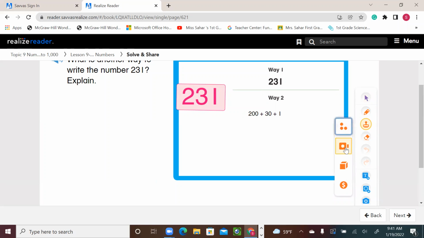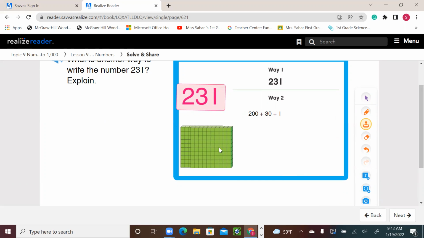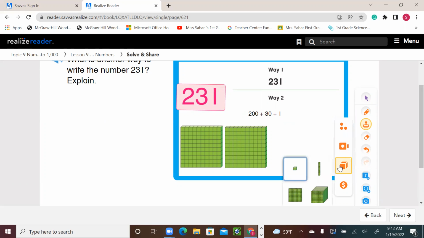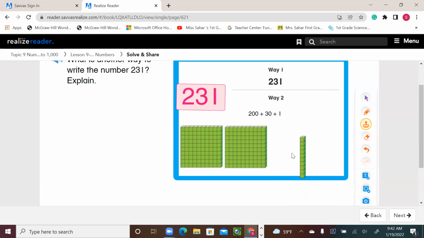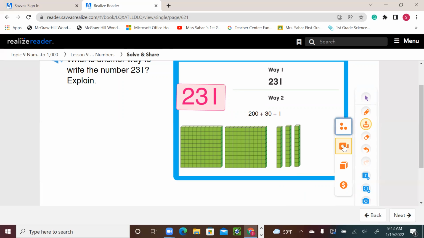Right. Let's also draw it and use our place value. So we have 200. That's 100, 200. Okay. Now 30, tens, means 3 rods of tens. So 1, 2, 3, and then 1. So I put the place value for my number 231. 2 flat hundreds, 3 tens, and 1 one. We can also write it in number words, in word form, if you like.